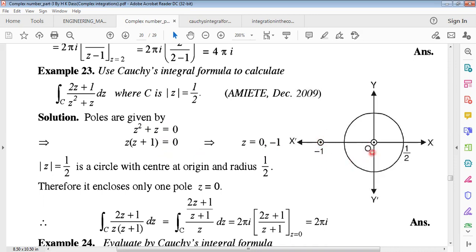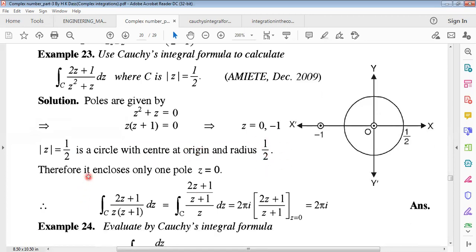This is the pole, and 0 is the center also, and 0 is the pole also. So this 0 is inside the circle. Remember it: this 0 is inside the circle. Now for this given circle, the center is the origin (0, 0) and the radius is half. So it encloses only one pole, z equals 0, because z equals 0 is inside the circle.